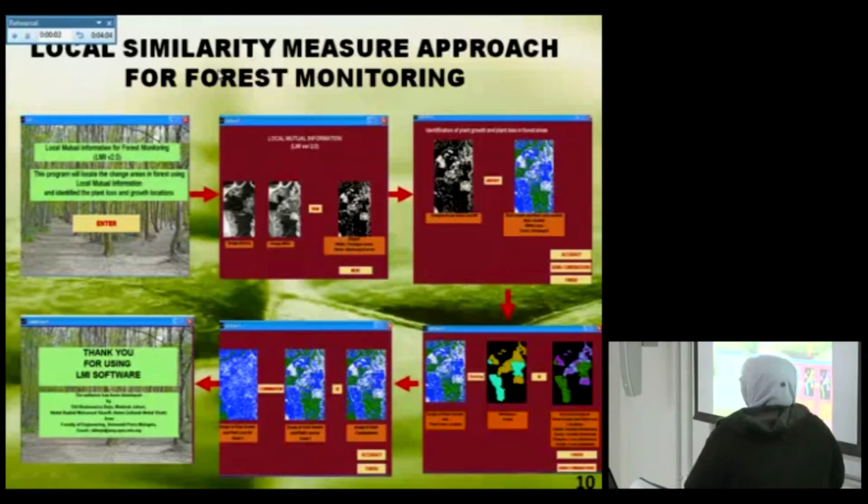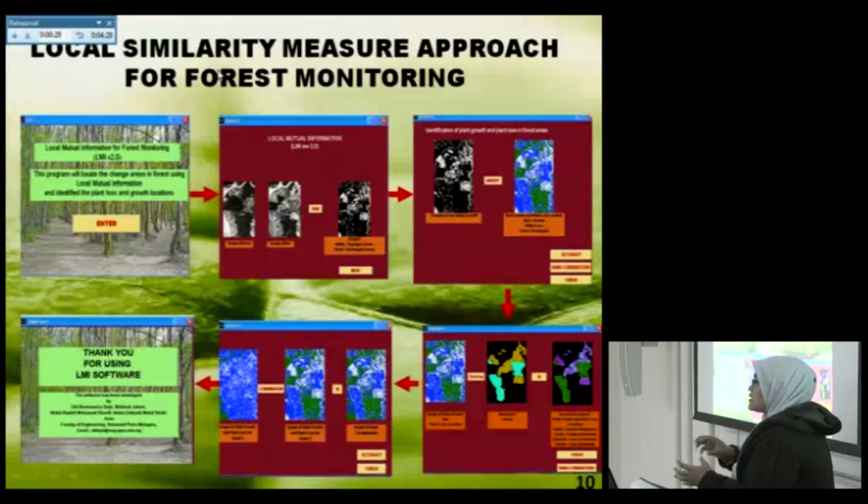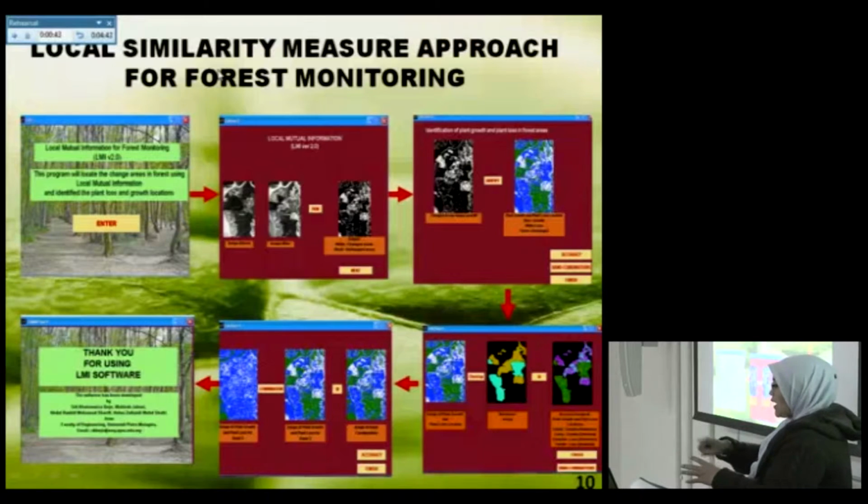This is the final output of my research. This is a GUI using MATLAB. The user just inputs 2 satellite images, then this program will detect the changed area. After that, it identifies whether the change is because of plant growth or plant loss. Normally, this has been used in our forest in Matang forestry to detect whether the mangrove area has been cut or not.